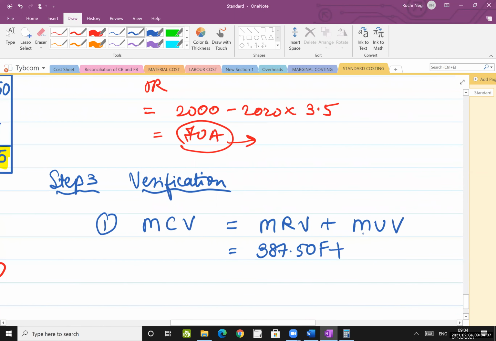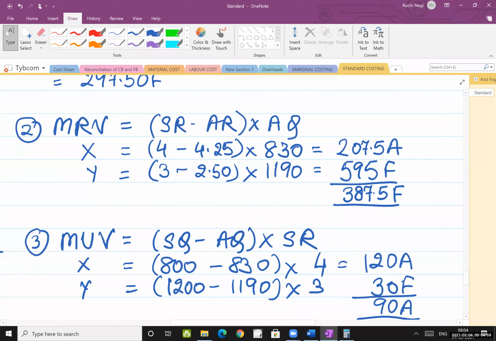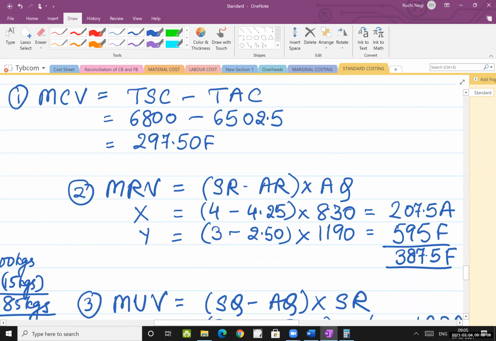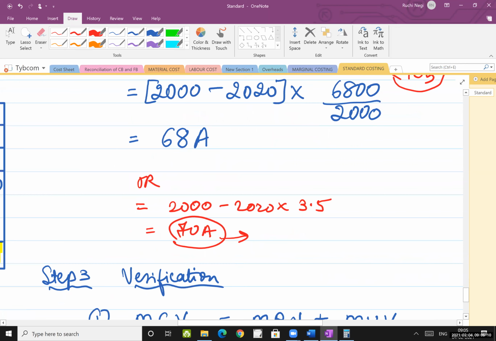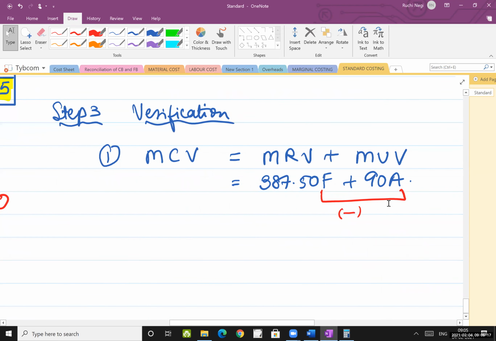This is F and this is 90A. So plus minus is minus, so subtract. 387.5 minus 90, what is the answer? 297.5. Check the material cost variance. My answer is 297.5. That means my LHS is equal to my RHS. Just write here 297.5.